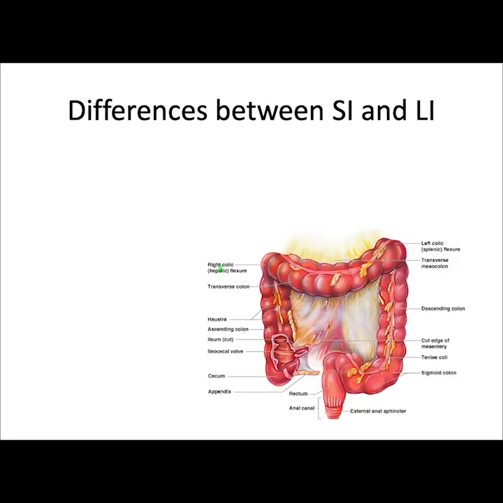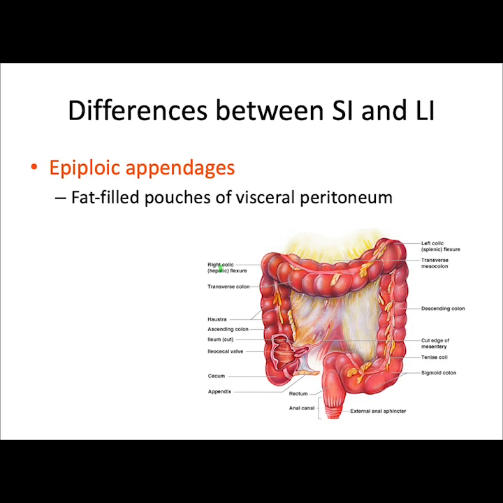There are some differences between the large intestine and the small intestine. The large intestine has epiploic appendages extending from the colon. These appendages are fat-filled pouches of the visceral peritoneum, and their function is unknown.